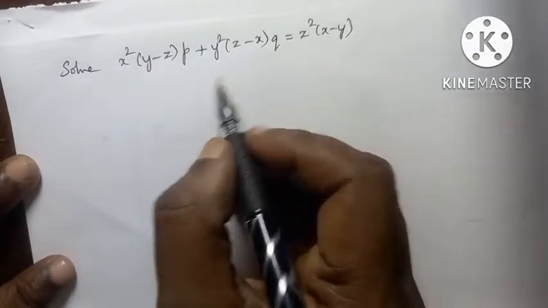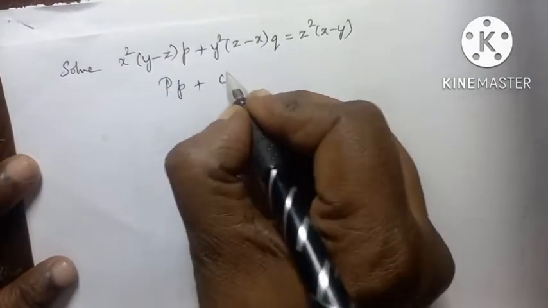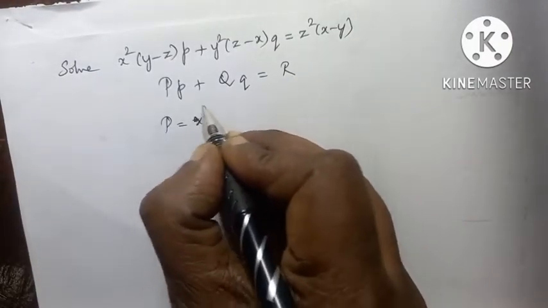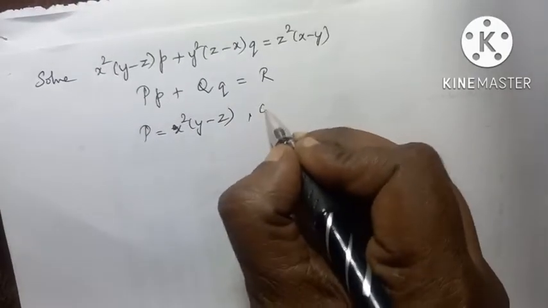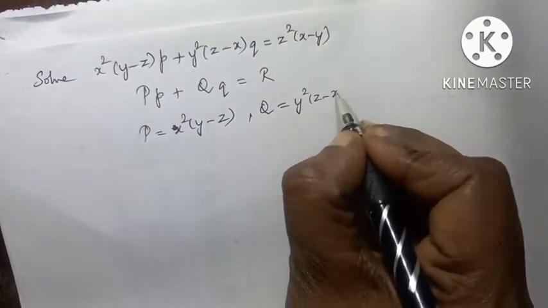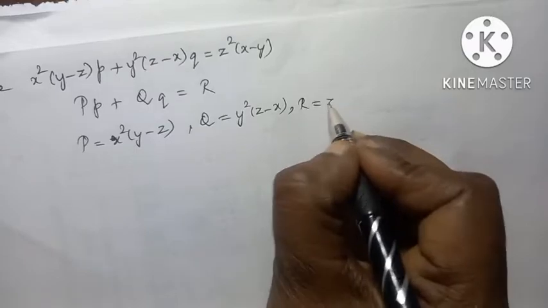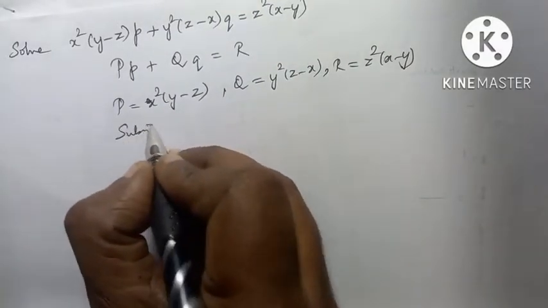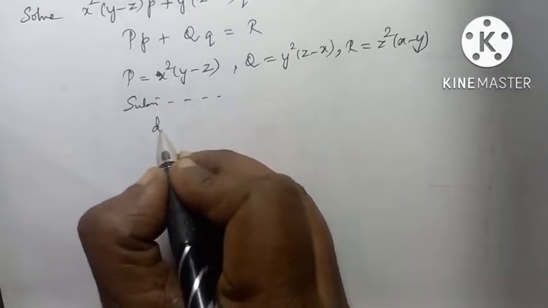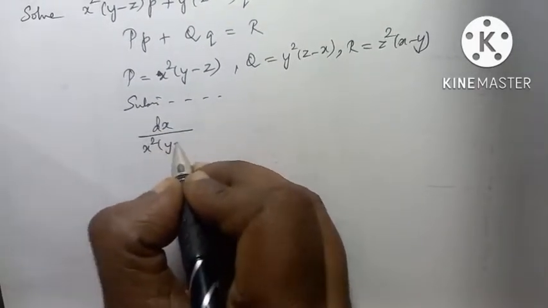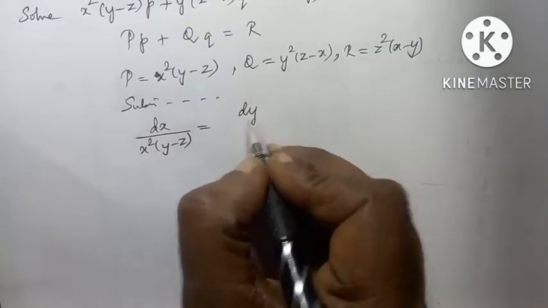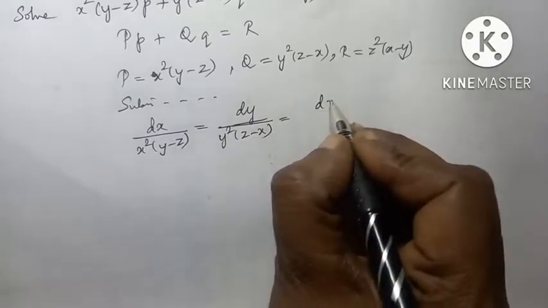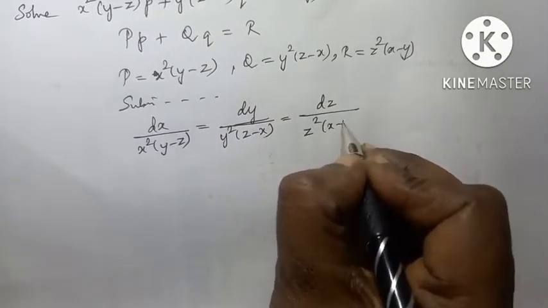You look at this problem. It is of the form Pp plus Qq equal to R, where P is x square into y minus z, Q is y square into z minus x, R is z square into x minus y. First we write the subsidiary equations. Subsidiary equations are dx by P equal to dy by Q equal to dz by R.